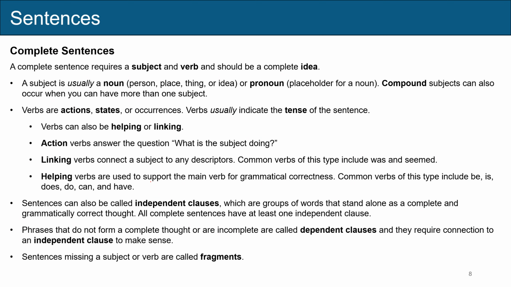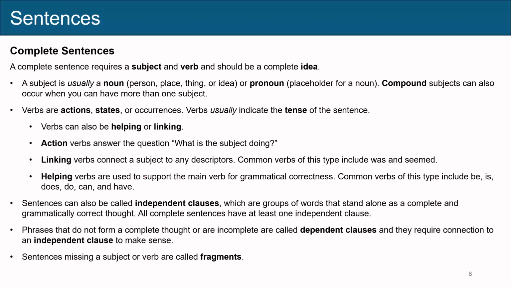Now, sentences are sometimes called independent clauses, because this is a phrase or a group of words that can be a sentence by itself. It doesn't need anybody else. It's an independent sentence. It's by itself. And so to be a complete sentence, you have to be an independent clause. However, we also have phrases that don't form complete thoughts or are incomplete. And we call these dependent clauses, because in order for them to make sense, they have to be attached to that independent clause.